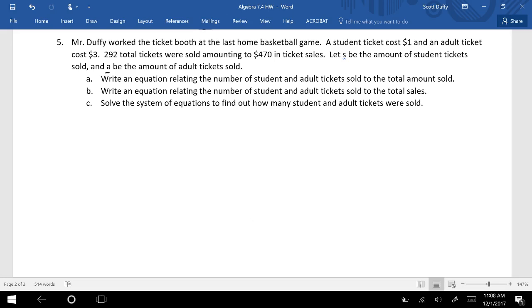So, what I know is that 292 total tickets were sold. So students plus the adult tickets is equal to 292. And then I also know that they amounted to $470 in sales. So a student ticket was $1, so I'm going to say 1 times the number of student tickets plus the adults cost $3. So 3 times the number of adult tickets is equal to 470. Now this is a system we can solve.